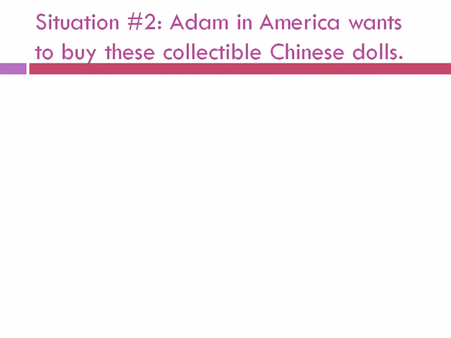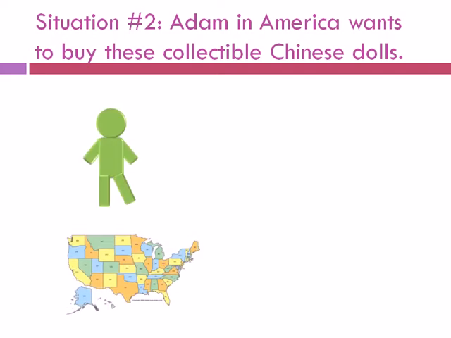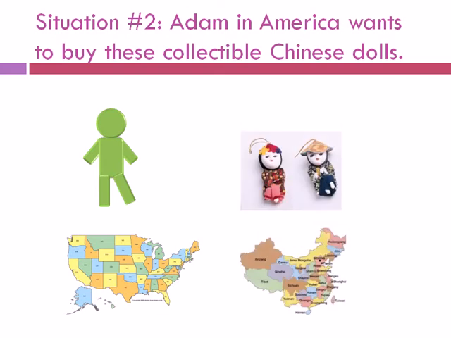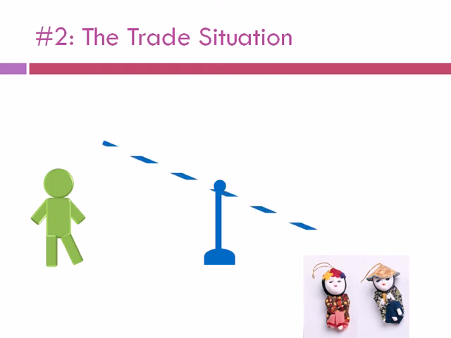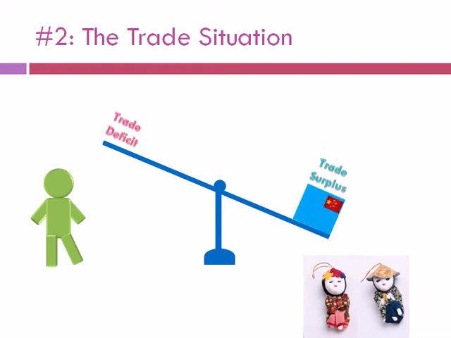So you've seen the side where the U.S. is running a trade surplus. Let's look at the situation where it's running a trade deficit, and in that we're going to take the case of Adam. He lives in the United States, and he wants to buy these collectible Chinese dolls because he owns his own antique store, and they're valued at $100, but that's in his currency. Now with this trade situation, the United States is going to have a trade deficit, and China is going to have a trade surplus because Adam's buying China's goods.